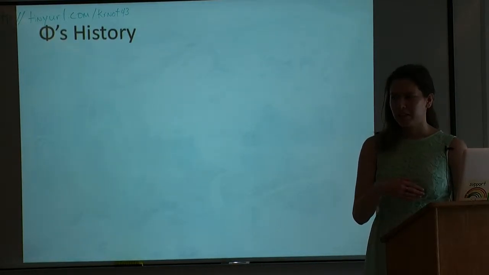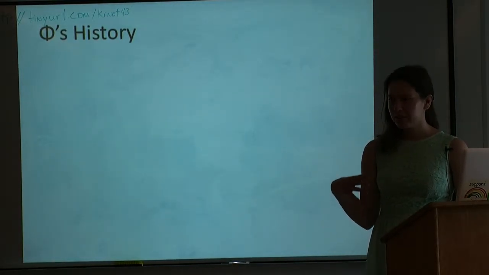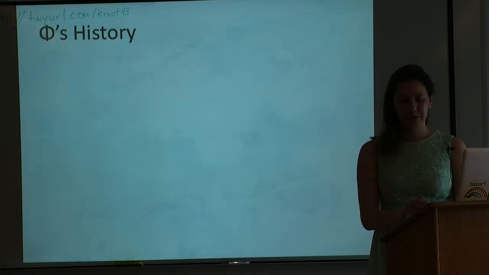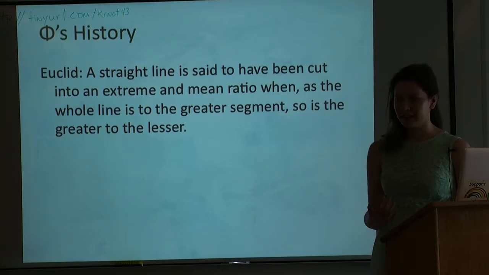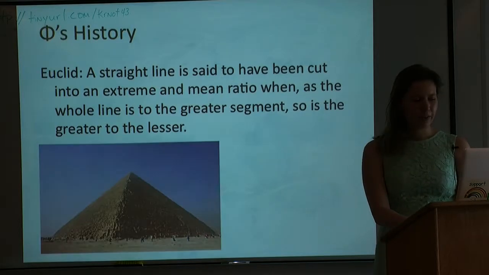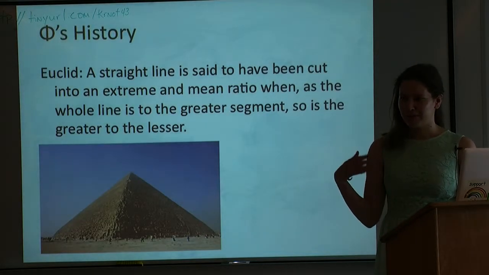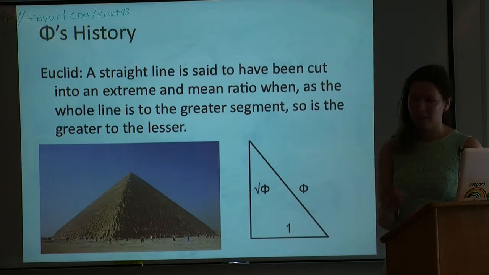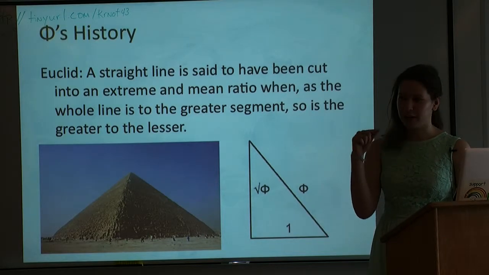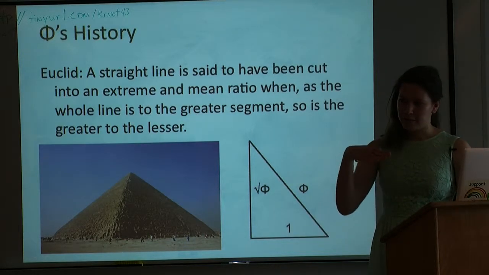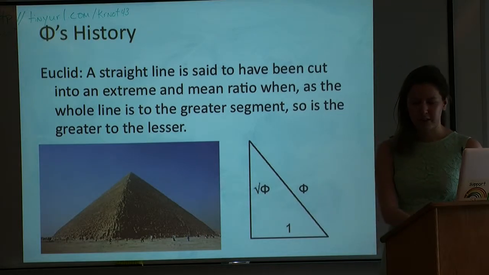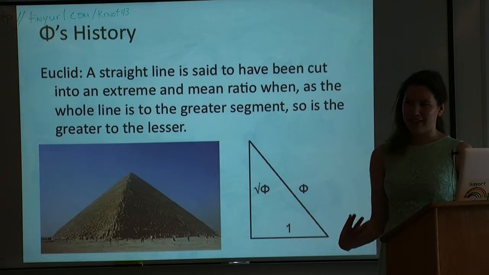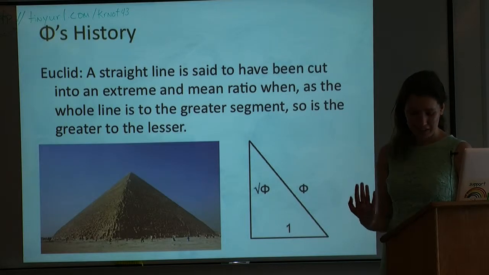So some researchers place phi's discovery around 500 BCE. We know for sure that it was known by 300 BCE because Euclid defined it. And it's also been found way before that in the Giza pyramids, about 2,000 years before Euclid. And the length of the triangular face to the half of the base is 1 to phi, as you can see, except that there's no evidence that the builders knew about phi.